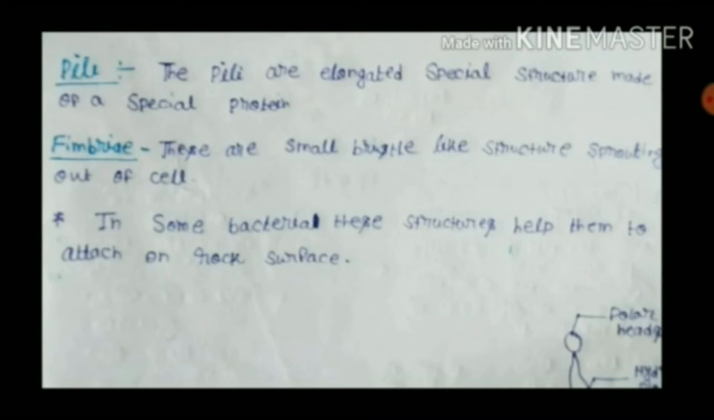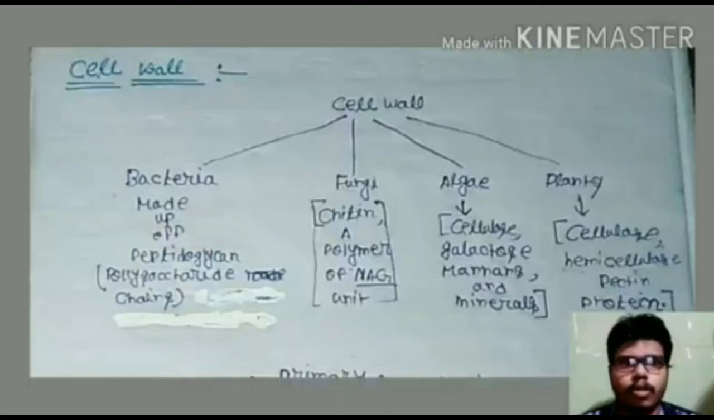Now we will discuss pili and fimbriae. Pili are elongated special structures made up of a special protein, whereas fimbriae are small bristle-like structures sprouting out of the cell. In some bacteria, these structures help them to attach to rock surfaces.